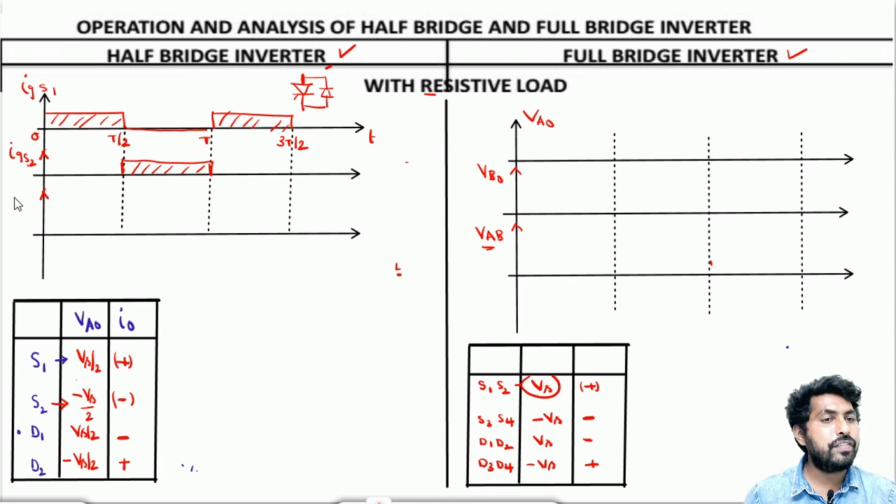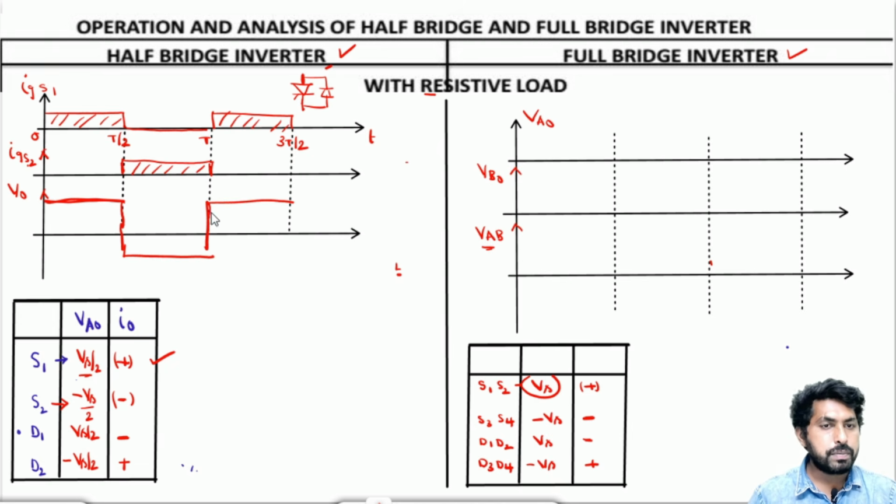Now let me draw the V0 waveform here. We know that when S1 is on, the pole voltage VA naught should be equal to Vs by 2, and this magnitude is Vs by 2. From the table, when S2 is on, it will be minus Vs by 2.